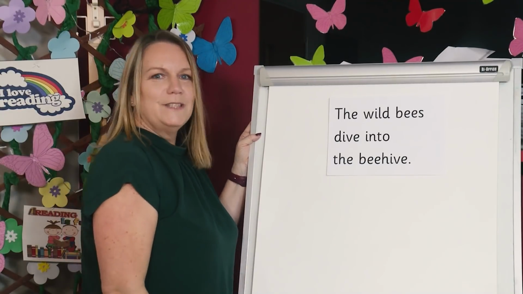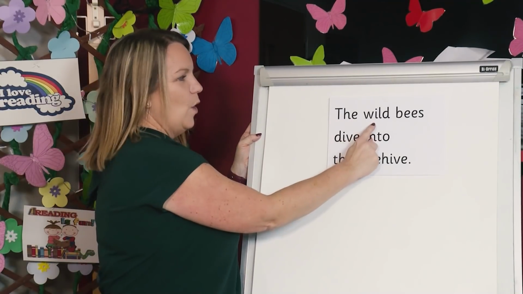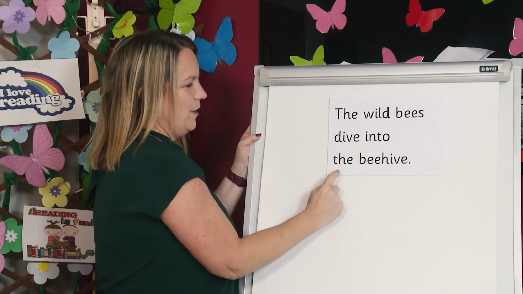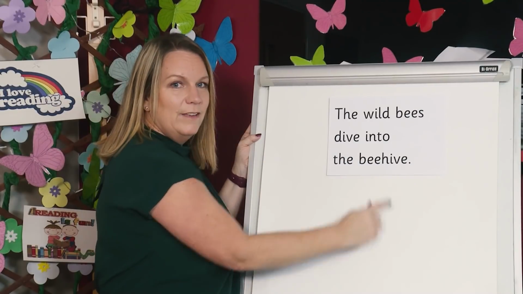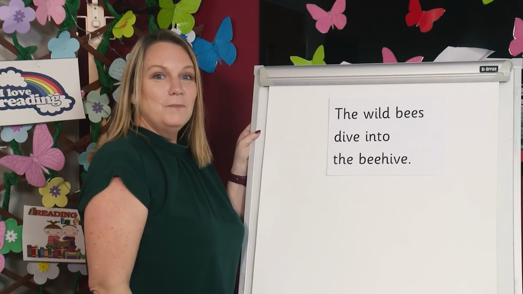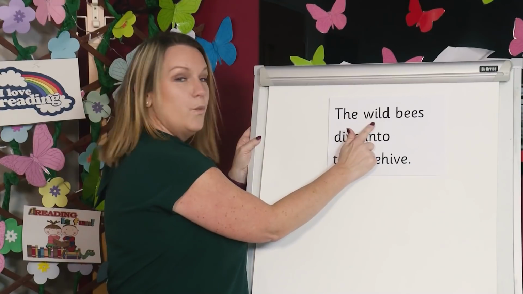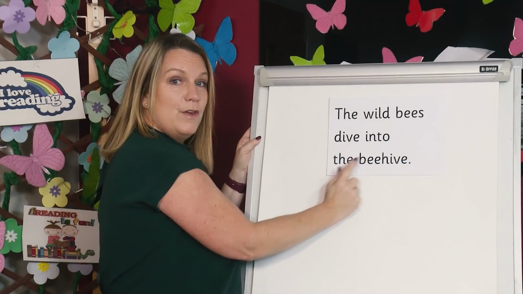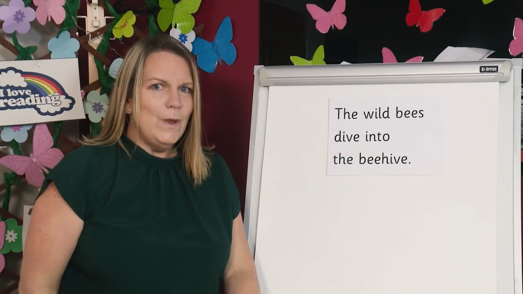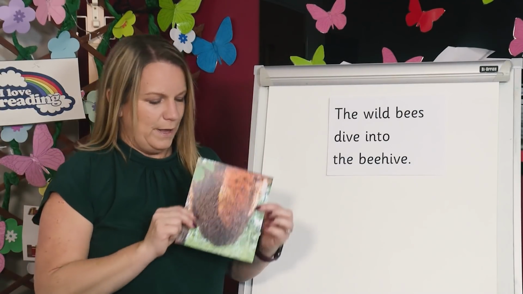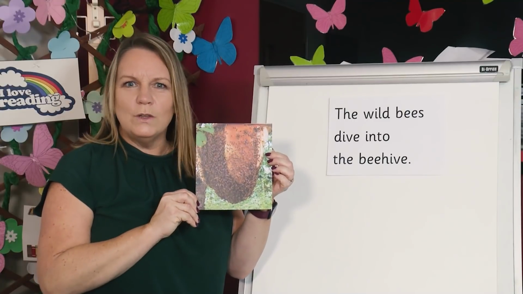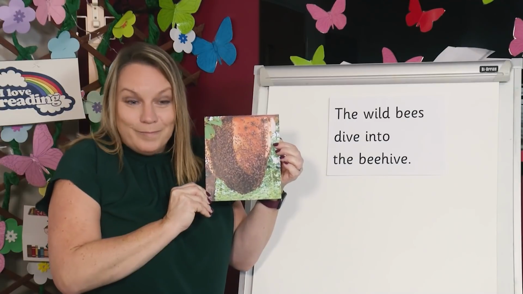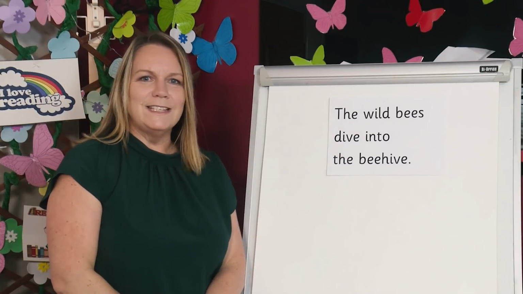Read with me as I point to the words. The wild bees dive into the beehive. Let's read the sentence one more time. The wild bees dive into the beehive. We can get delicious honey from wild bees. Here's a beehive with lots and lots of bees around it. I love honey, do you? Wow, brilliant reading today, children.